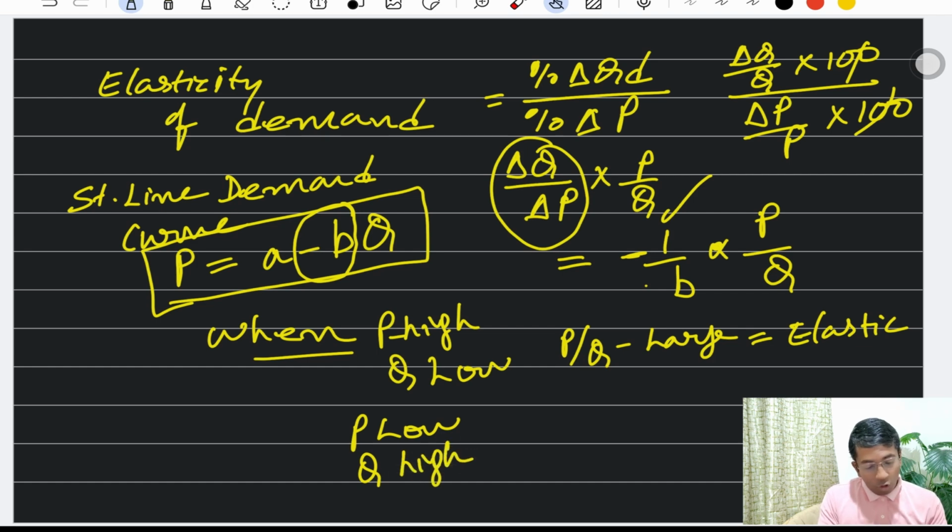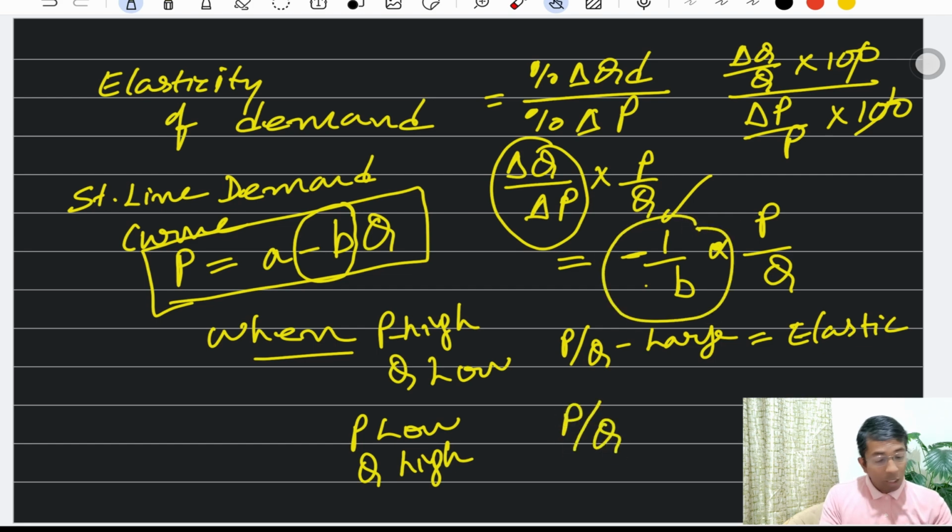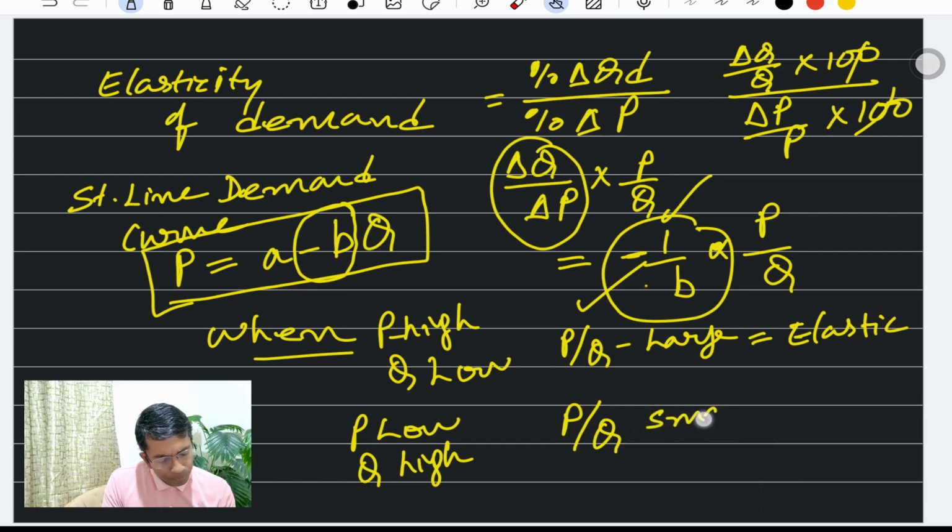That's the law of demand, right? When the price is low, the quantity is going to be high. And so, this being the constant, if you take P by Q, because P by Q is the only thing, 1 minus 1 over B is a constant, P over Q happens to be small, and that is going to make it inelastic.